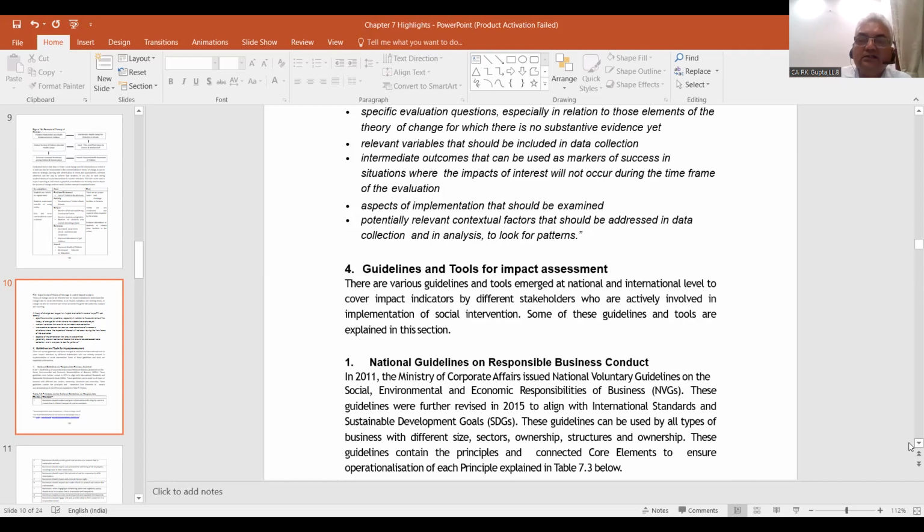So there are various guidelines and tools emerged at national and international level to cover impact indicators by different stakeholders who are actively involved in implementation of social intervention. Some of these guidelines and tools are explained in this section.